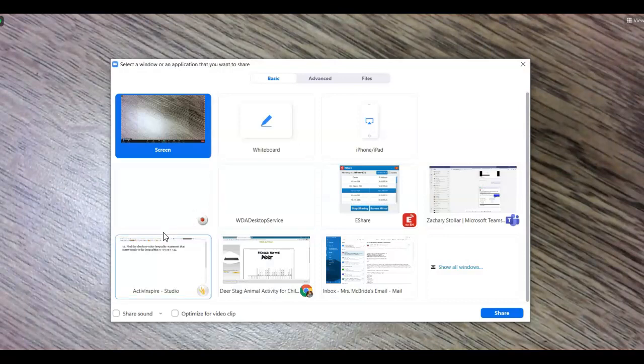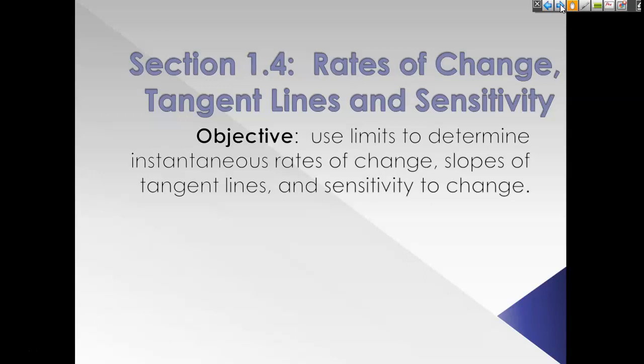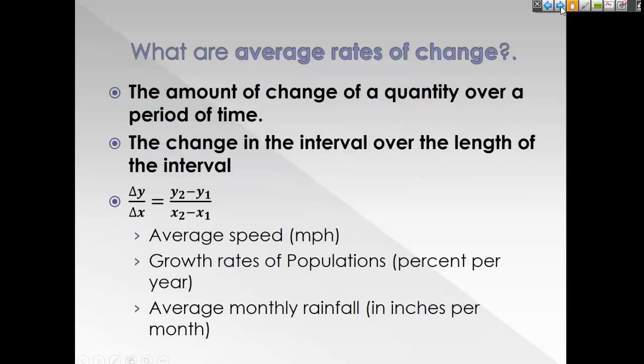That leads us into today's lesson. All right, rates of change, tangent lines, and sensitivity. So what we're going to do today is use limits to determine instantaneous rates of change. Like I said, 1.4 directly relates back to 1.1. The very first thing we started talking about in chapter 1 was average and instantaneous rates of change. We are going to continue looking at that today, but on a much more involved level.